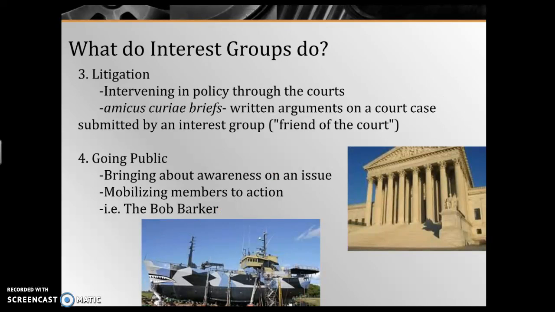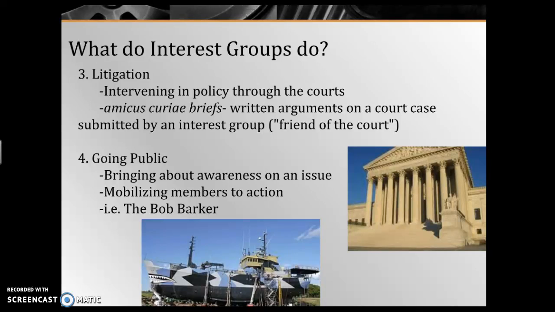The third big thing that interest groups do is we call it litigation. They intervene in the courts. Basically, what they do is they write these things, and here's another fancy government word for you. They write these things called amicus curiae briefs. These are written arguments on a court case. They literally send legal reasonings to the courts to try to sway the decisions that justices will make. It might be federal appeals court judges, it might even be to the Supreme Court.